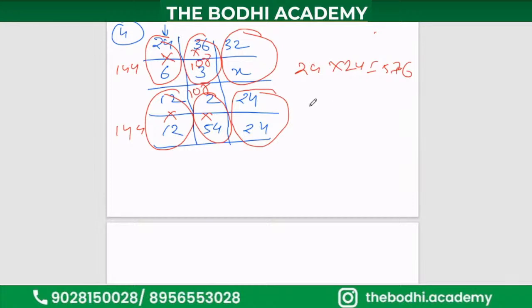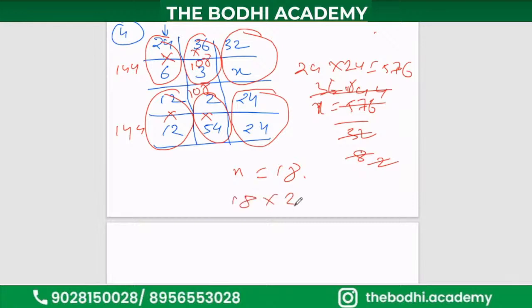Now, to get x, we need to divide 576 by 32. Cancel it by 4. 4 eights are 32. 4 ones are 4. 4 fours are 16. Cancel it by 4. 4 twos are 8. 4 threes are 12. So the answer will be 2 into 18. X will be 18. If you multiply 18 into 32, you get 576.